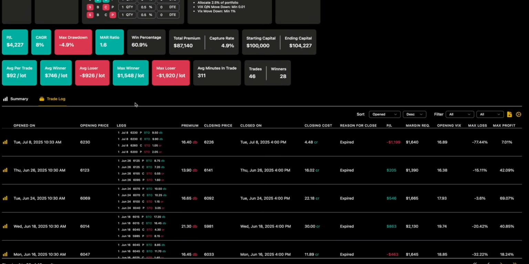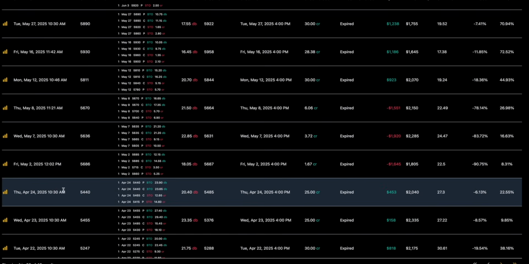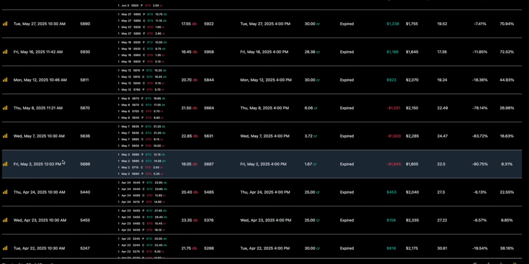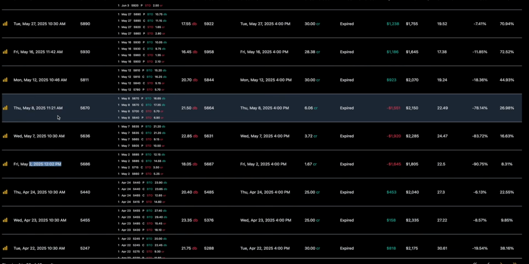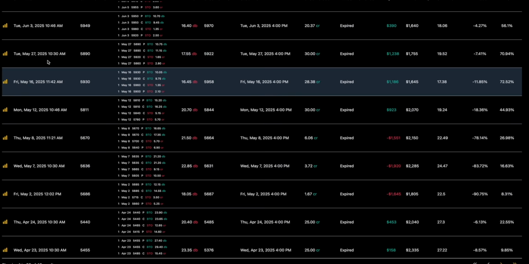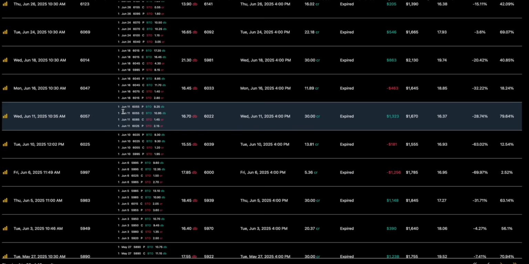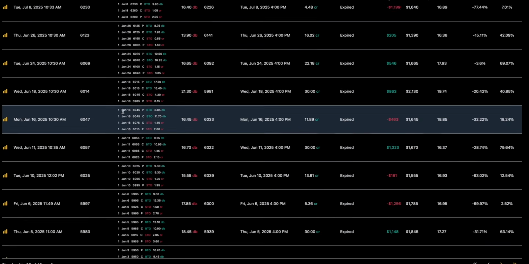And so if we look at these backtests, a lot of them are at 10:30. There's a decent chunk that are at 10:30. But if you look at the trade log, a lot of them enter later. So what are we doing? We're buying this when VIX is going down, right? VIX is having an intraday movement.